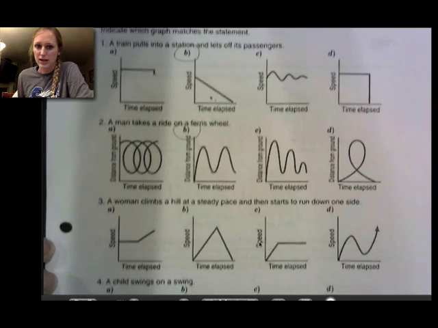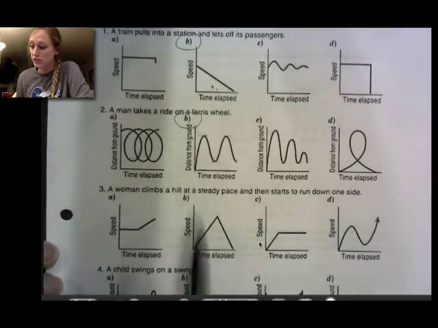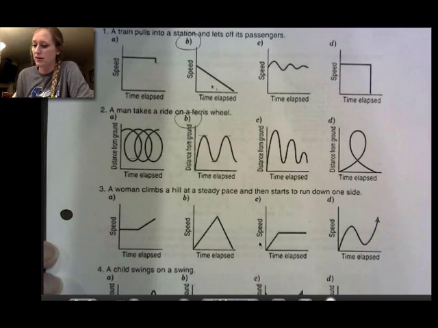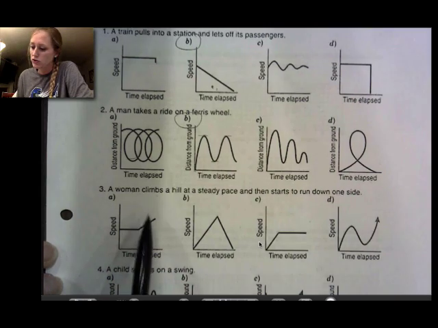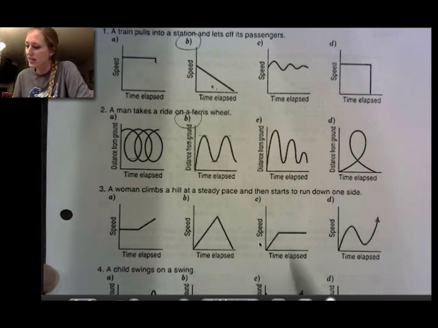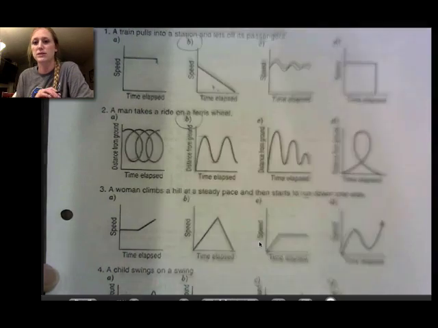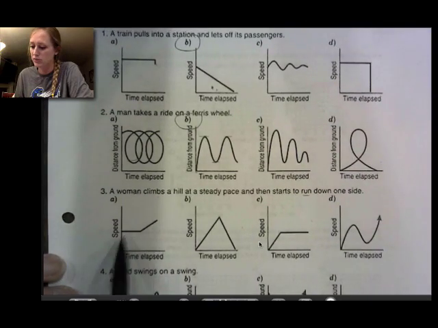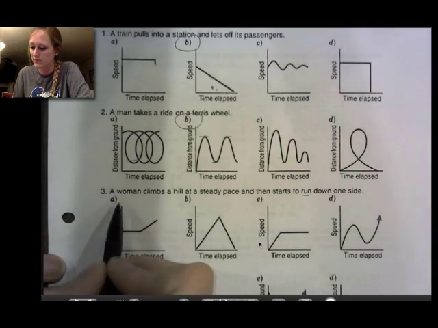Third one, a woman climbs a hill at a steady pace and then starts to run down one side. Okay, so we're comparing speed to time. She's climbing a hill at a steady pace, so steady means our speed is staying constant. And then she runs, so her speed is going to increase as she goes downhill. This one is actually the best match. Her speed stays the same until she starts running, then her speed increases.